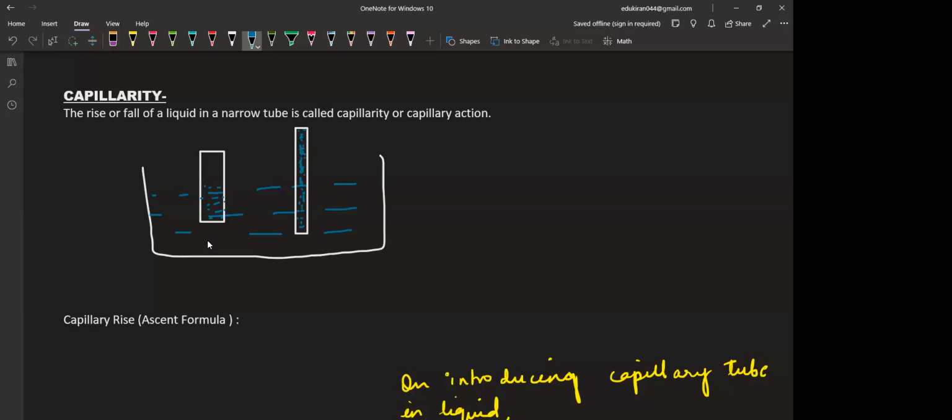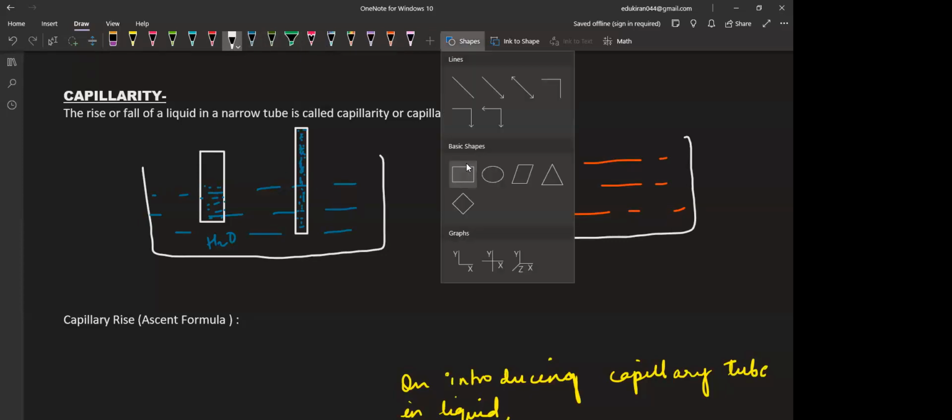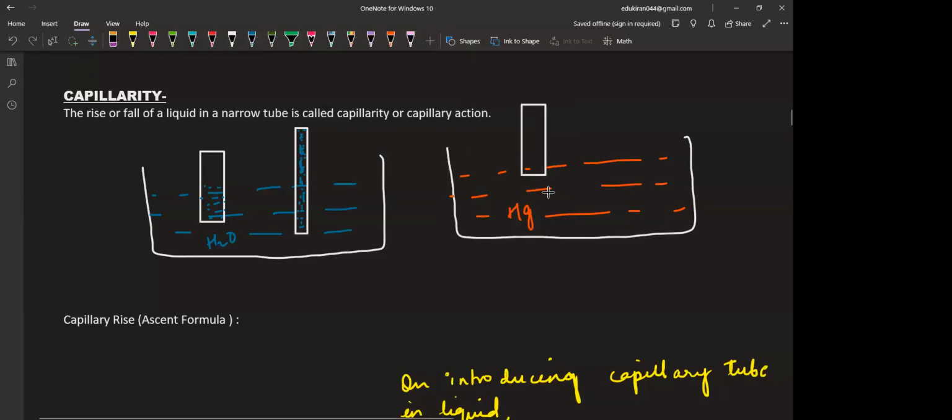Or one more example, let's take. I have taken this container and filled it completely with fluid. This time the fluid is mercury. Now again I am taking a very thin tube in this. What I am noticing is that the fluid present in this tube is now decreasing here. This is the maximum length reached.